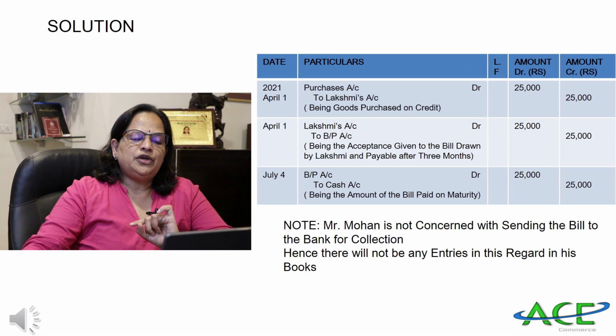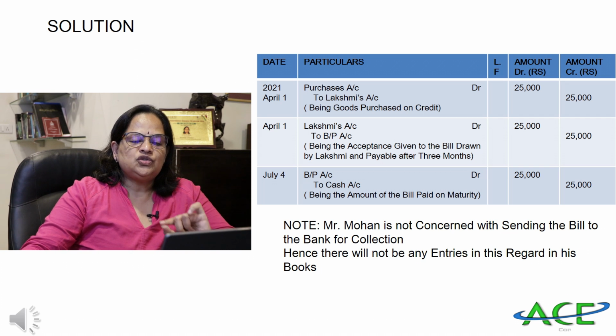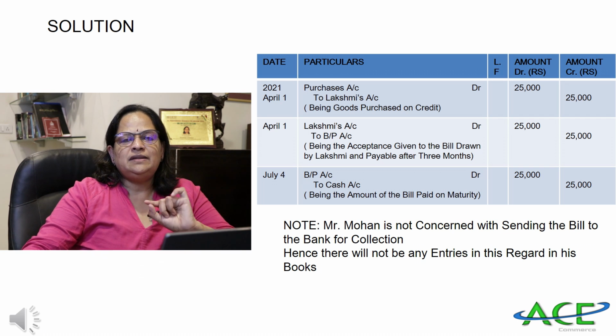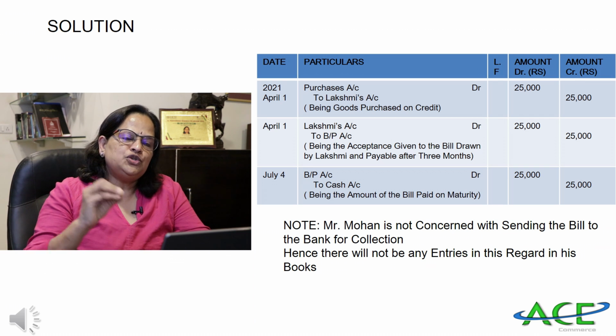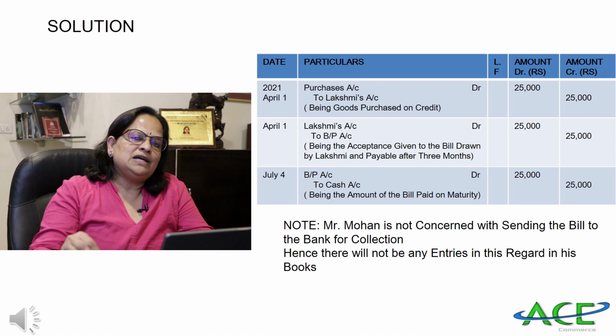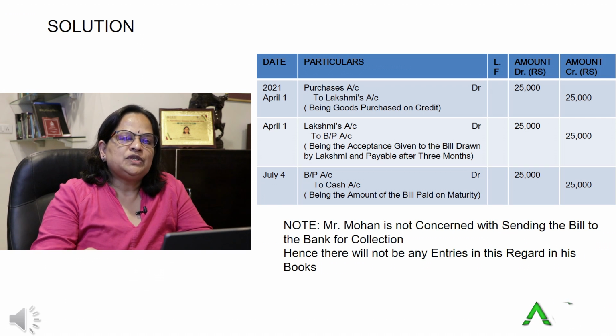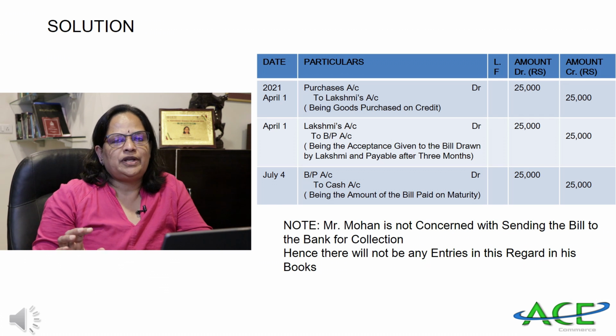Now one important point you have to remember, Mr. Mohan is not concerned with sending the bill to bank for collection. Lakshmi is sending the bill to bank for collection. So hence there will not be any entries in this regard in his books, because please remember that Lakshmi is sending the bill to bank for collection because Lakshmi has to collect from Mohan. She is not directly asking, she is involving the bank. So that is how there is no journal entry for collecting the amount in the books of Mohan. So this you have to remember, this is the module I wanted to explain, discounting the bill and sending the bill to bank for collection.